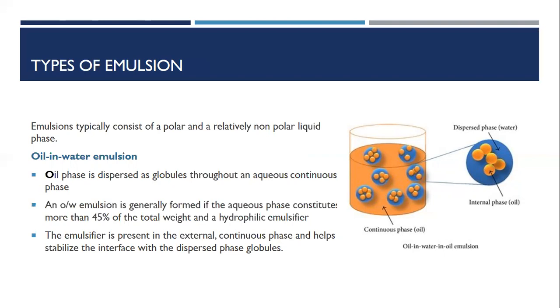When the oil phase is dispersed as globules throughout the aqueous continuous phase, the system is referred to as an oil in water emulsion. An oil in water emulsion is generally formed if the aqueous phase constitutes more than 45% of total weight, and hydrophilic emulsifiers such as sodium lauryl sulfate, triethanolamine stearate, sodium oleate, and glyceryl monostearate are used. The emulsifier is present in the external continuous phase and helps stabilize the interface with the dispersed phase globules.